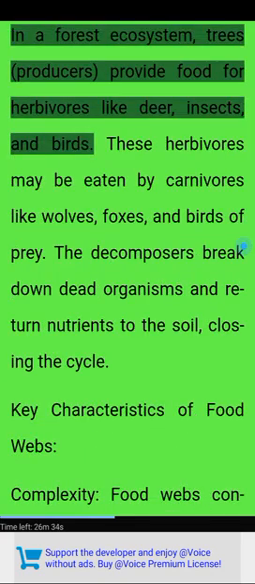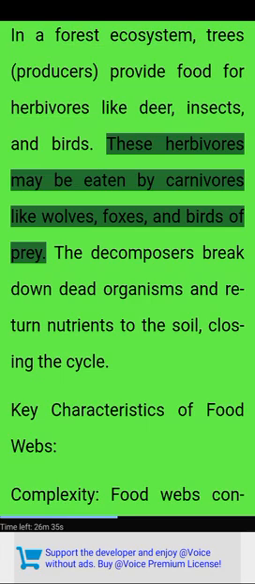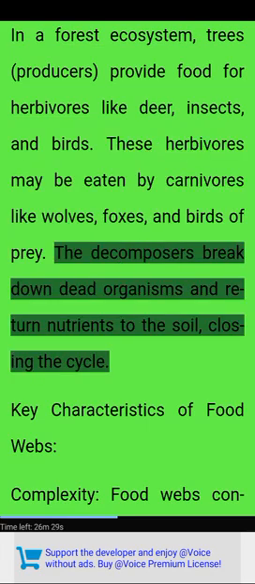Example. In a forest ecosystem, trees, the producers, provide food for herbivores like deer, insects, and birds. These herbivores may be eaten by carnivores like wolves, foxes, and birds of prey. The decomposers break down dead organisms and return nutrients to the soil, closing the cycle.